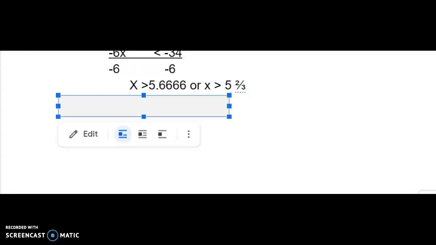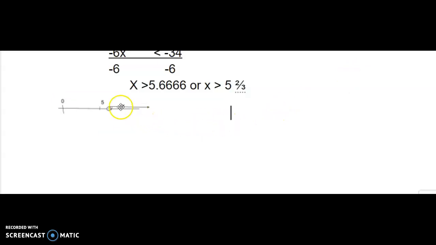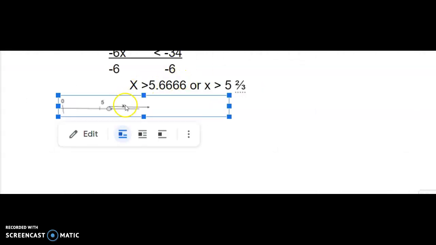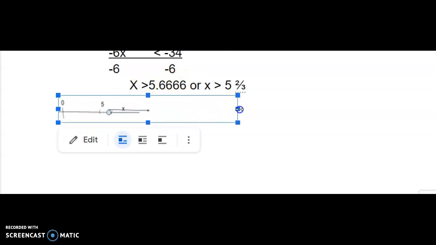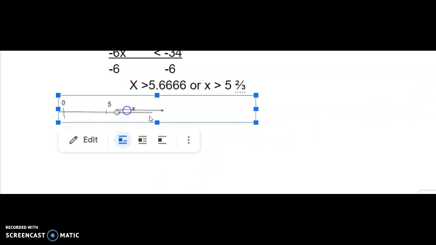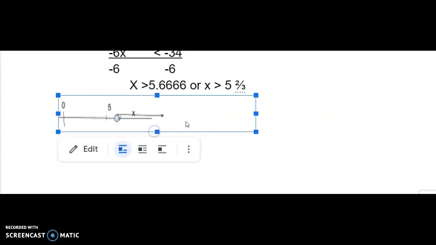Save and close. It's kind of too small. I don't know why it's small. Save and close right there. I'm going to make it a little bit bigger so you can see. Okay, and that's it. That's how to solve it and how to graph it.